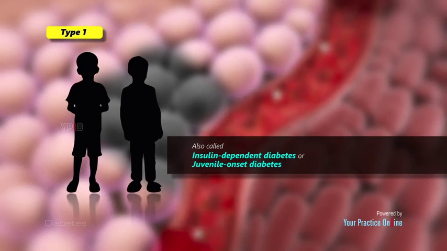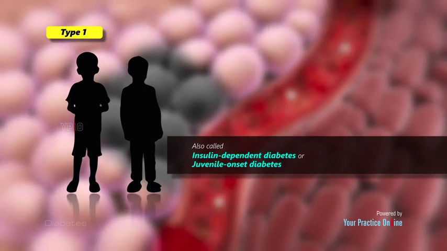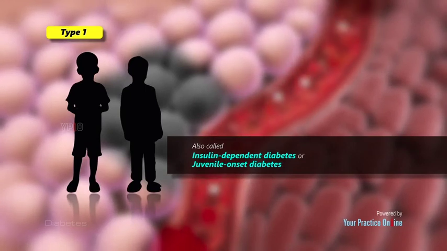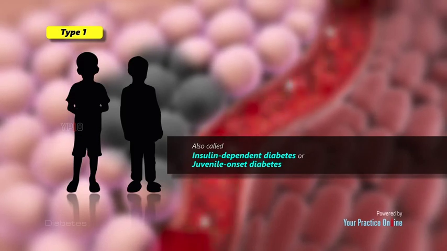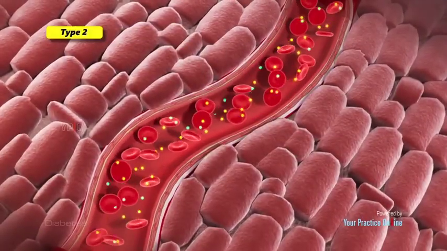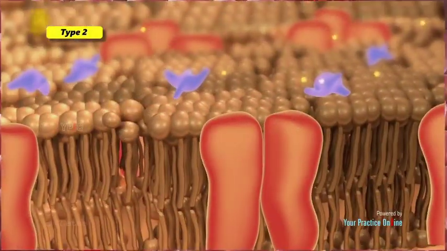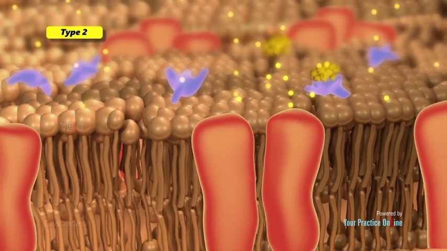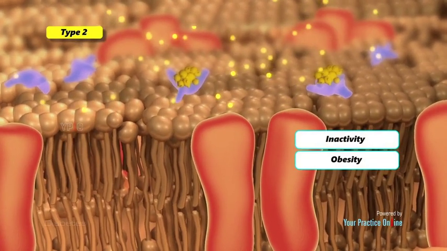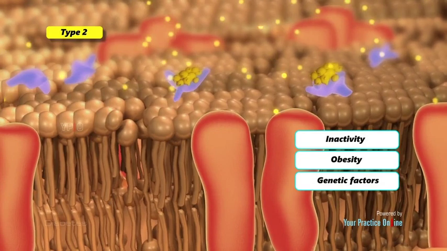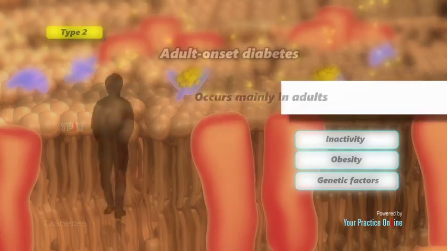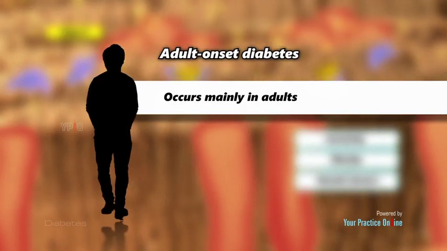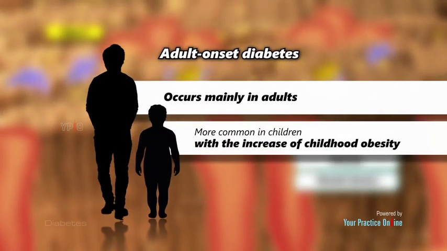Type 1 diabetes is also called insulin-dependent diabetes or juvenile onset diabetes, as it is commonly seen in children. Type 2 diabetes is much more common and occurs due to insulin resistance, which may be associated with inactivity, obesity, and genetic factors. It is also called adult onset diabetes, as it occurs mainly in adults, though it is becoming more common in children with the increase of childhood obesity.